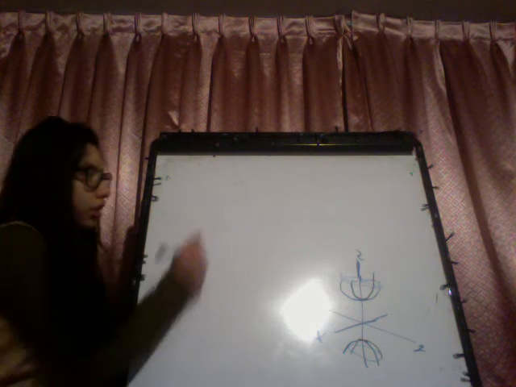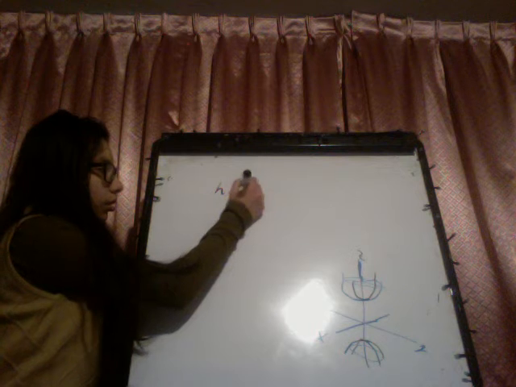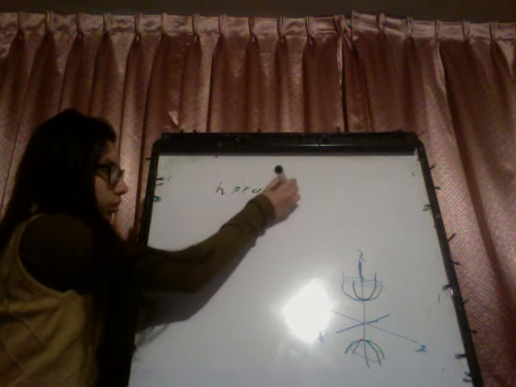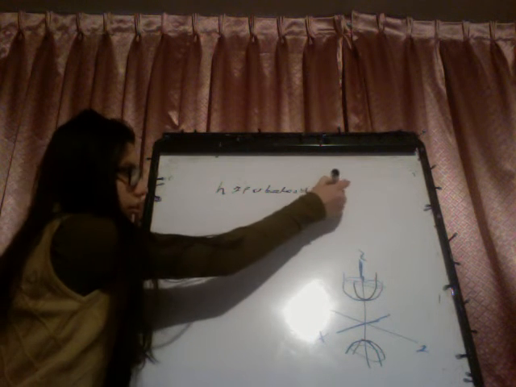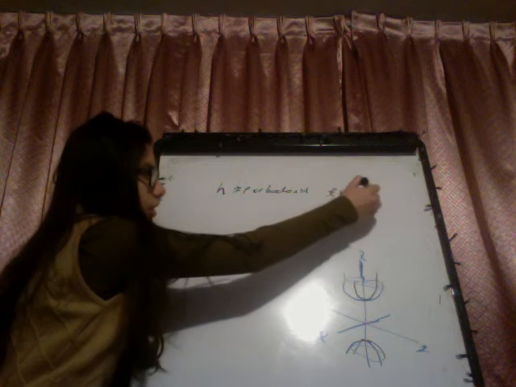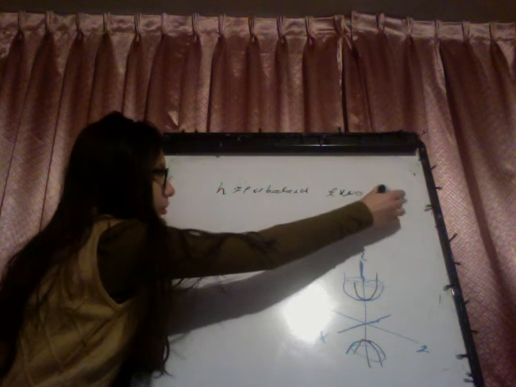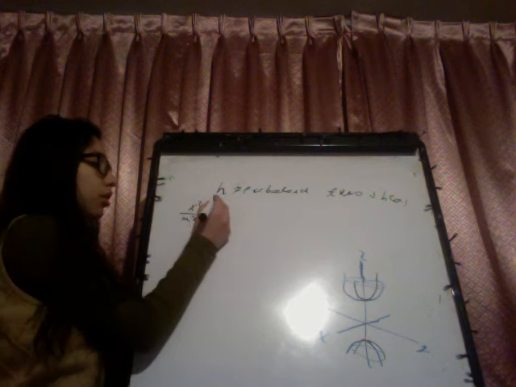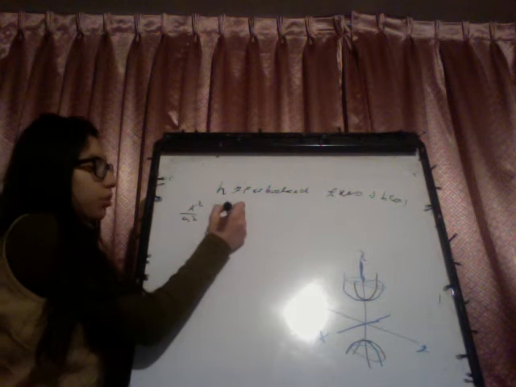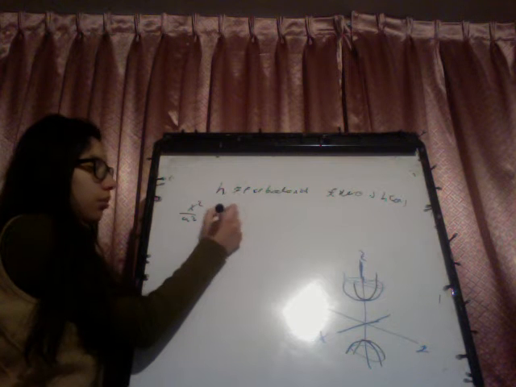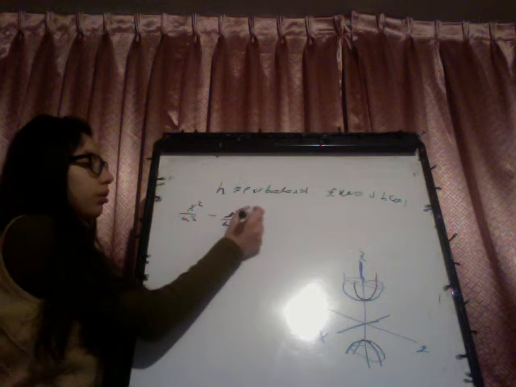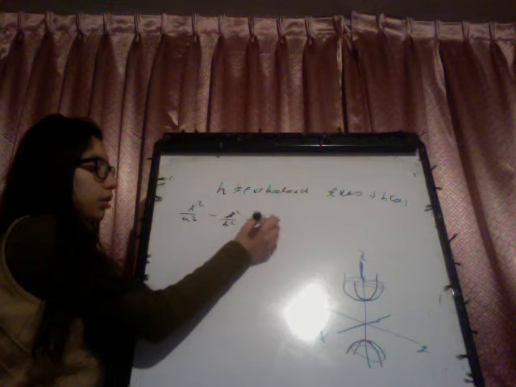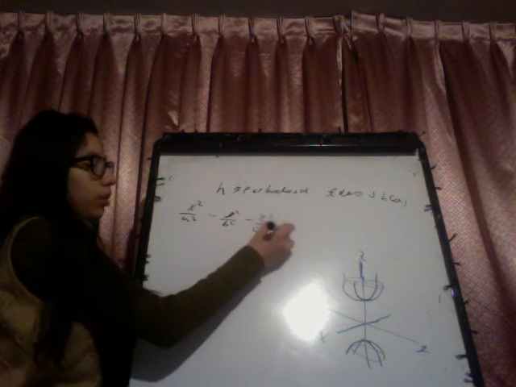Now we're going to see the hyperboloid of two sheets. So the equation is x squared divided by a squared, you could say minus y squared divided by b squared minus c squared divided by c squared equals 1.